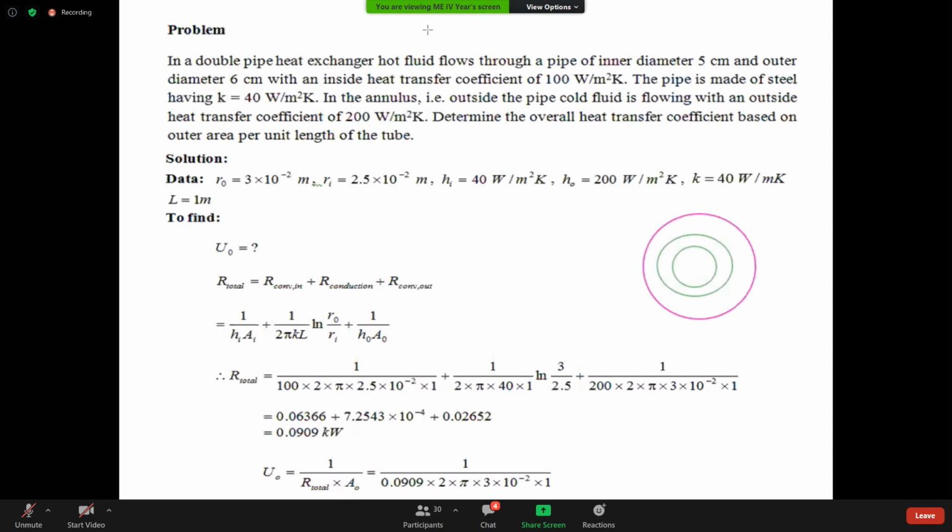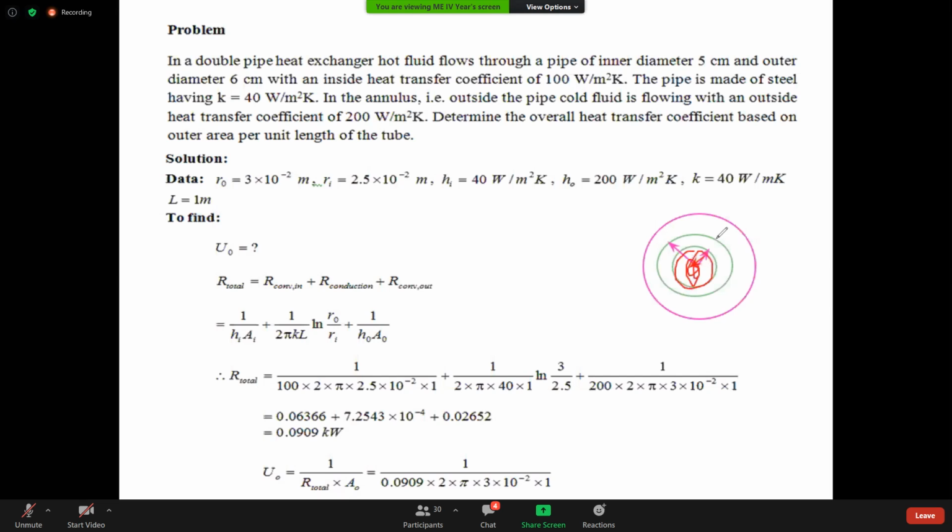Right. So he gave you these diameters. These two diameters are given, with the inside heat transfer coefficient 100. The fluid inside heat transfer coefficient is given here.